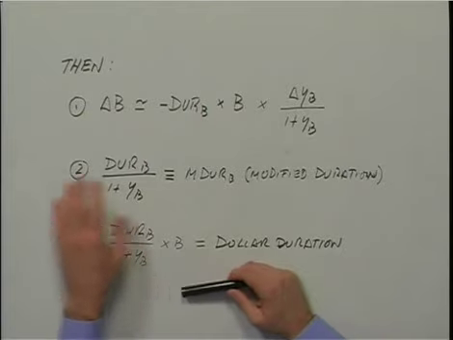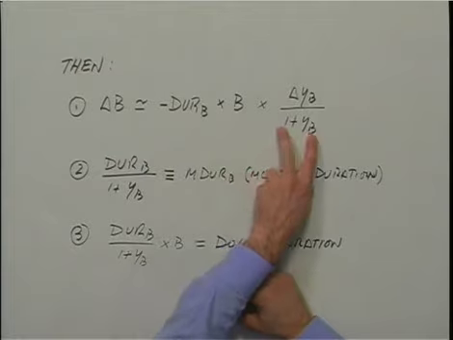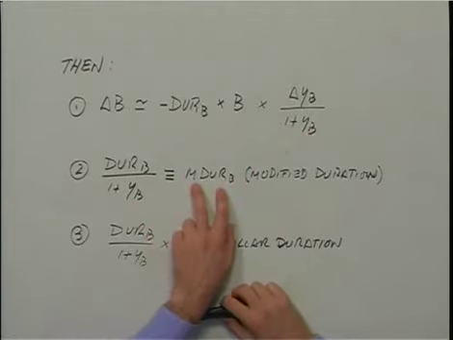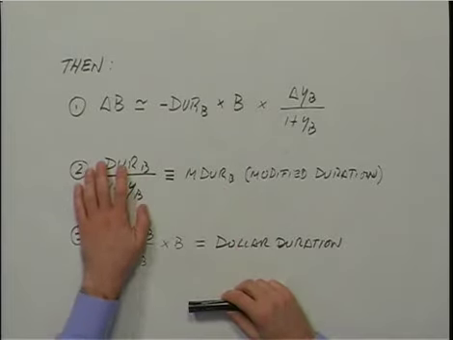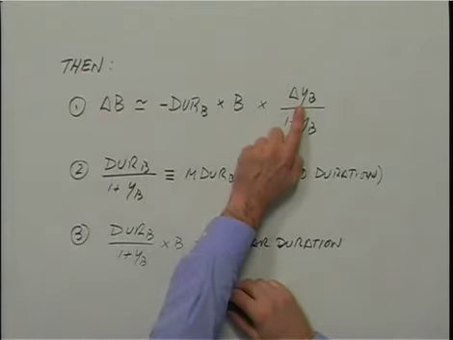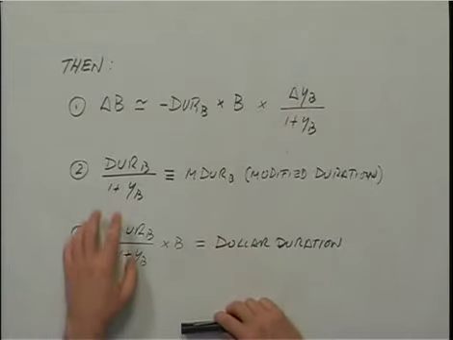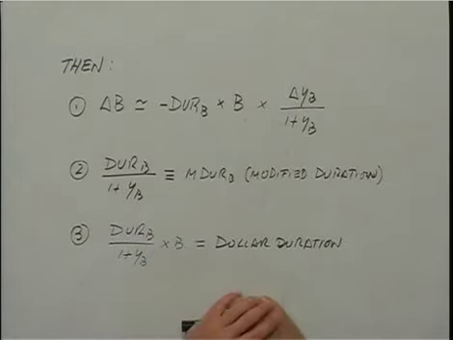Another useful concept here is that if you divide duration by 1 plus the yield to maturity of the bond, then you get a measure called the modified duration of that bond. It's easier to work with the modified duration because then you associate changes in the price of the bond directly to changes in the yield to maturity of that bond. And third, if you multiply the modified duration times the value of the bond, then you get what's called the dollar duration of a bond.